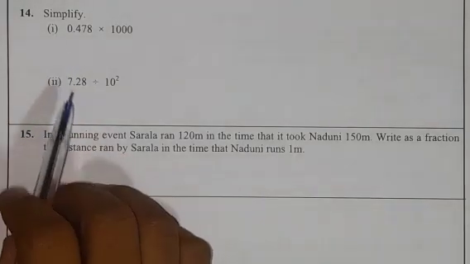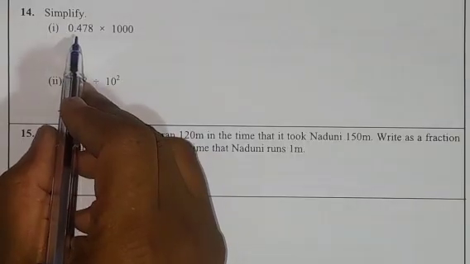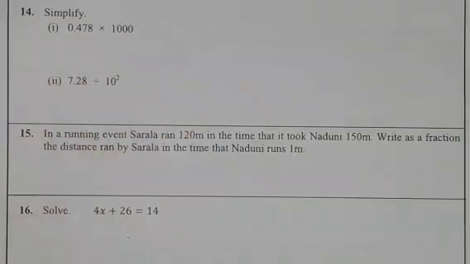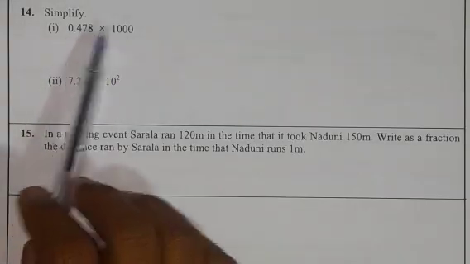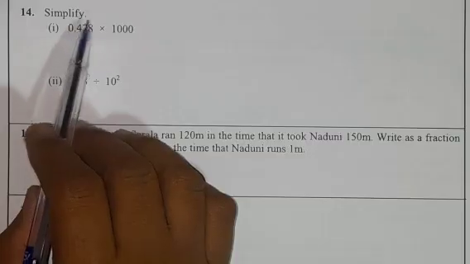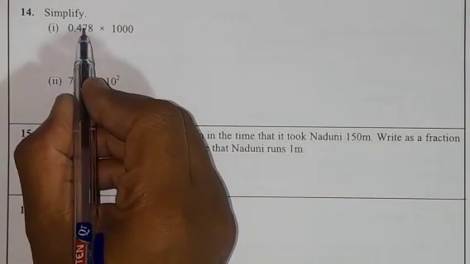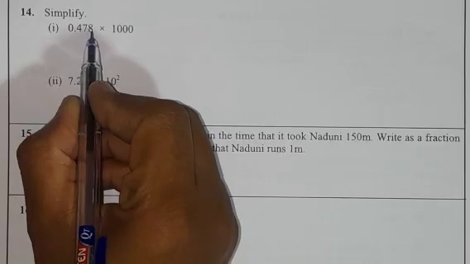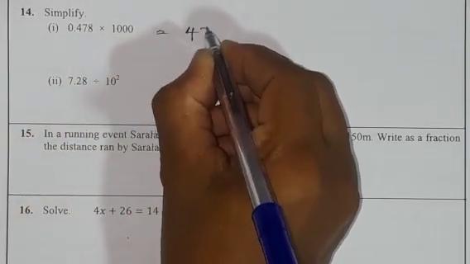Simplify. We are given to simplify these two. First one, 0.478 multiplying by 1000. When a decimal number is multiplied by 1000, the decimal point goes 3 places to the right side. So, it becomes 478. The answer is 478.